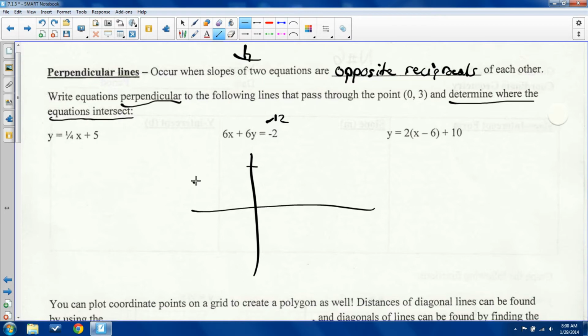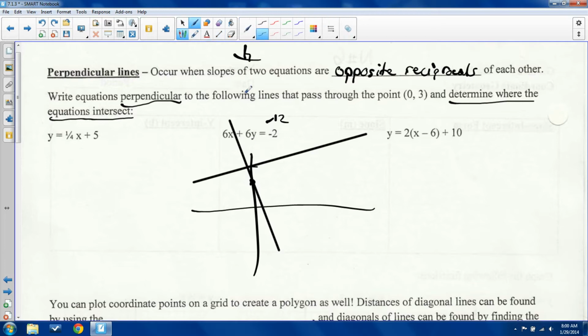I'll go up 1 over 4, up 1 over 4. Right? So my other equation will not only pass through the point 0, 3, which is right here, but it will also have a slope that will run perpendicularly to it. So it's going to look something like this. So I want to find, well, close enough. So I want to find the slope and the y-intercept, and then I'm going to find out what this point of intersection is. And like I said, it's probably going to be a decimal or a fraction.